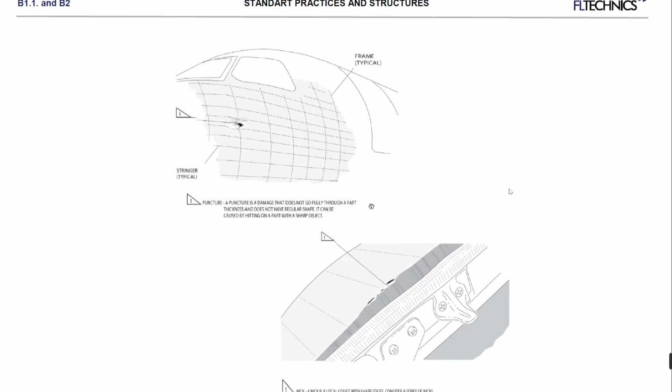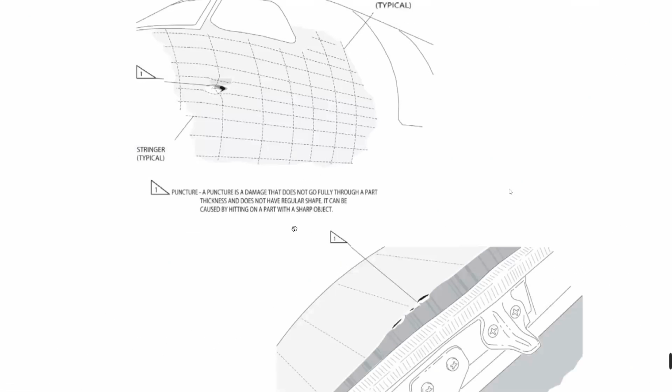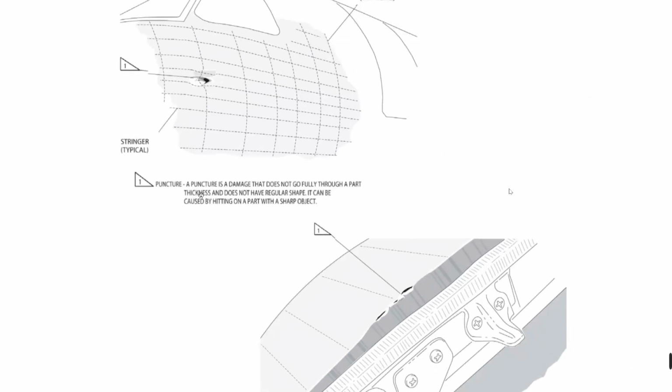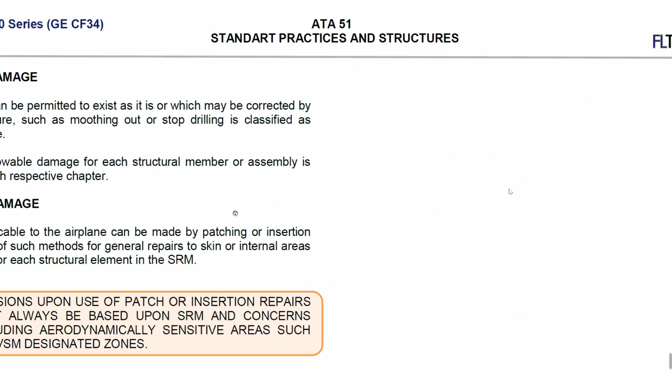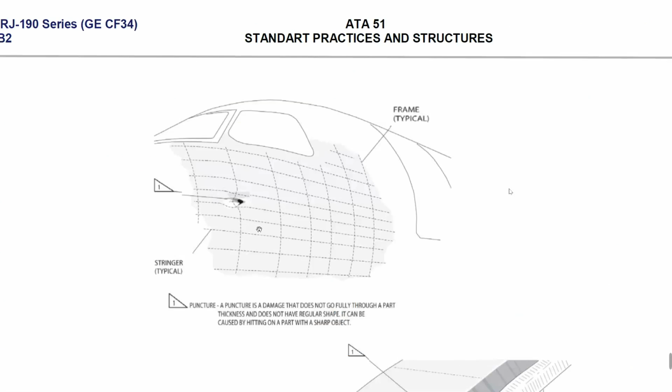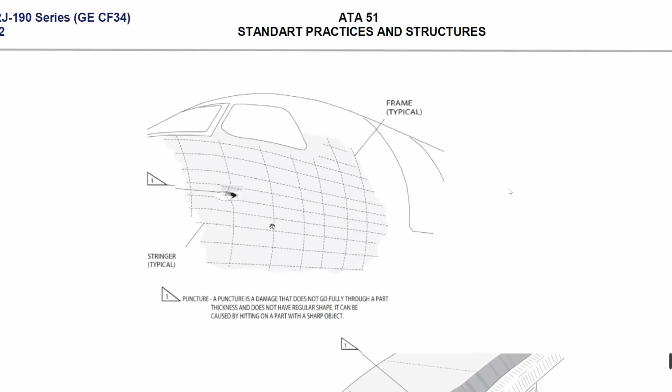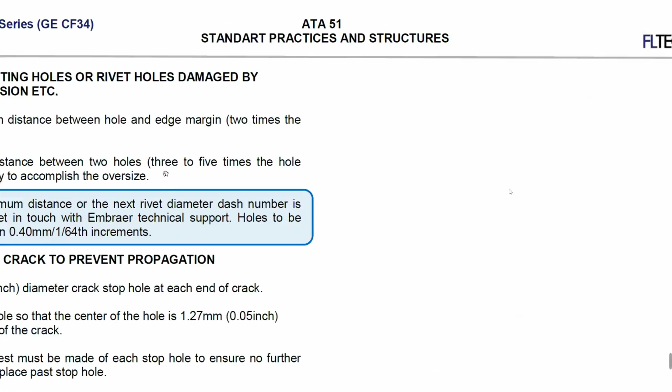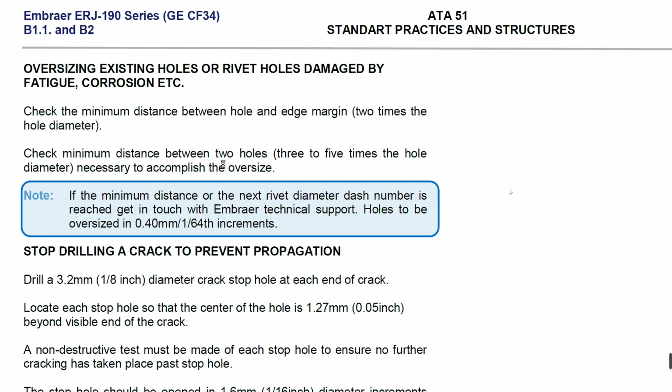Okay, so we have a puncture here. A puncture is a damage that does not go fully through a part thickness and does not have a regular shape. It can be caused by hitting a part with a sharp object. So have a look. Initially, it was looking like a dent, maybe, but later it is a puncture, yes, when you go closer. That's why I told you we have to investigate.